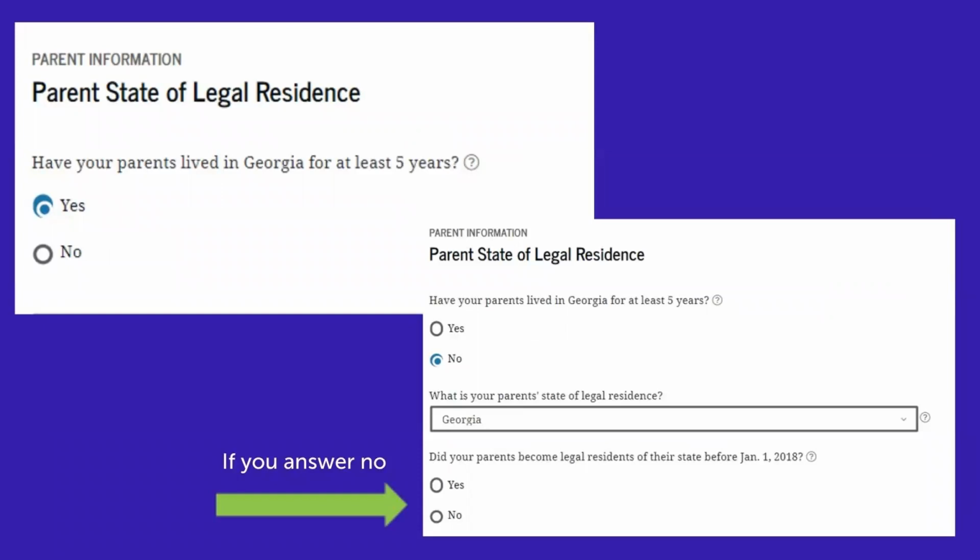They also want to know the parent's legal state of residence. Again, in this case, we're assuming everybody is living together. It's probably for the last 5 years you've been in Georgia. If you haven't been here that long, you would just put no, and then they would ask you certain questions. They want to know how long the parents have been in the state.